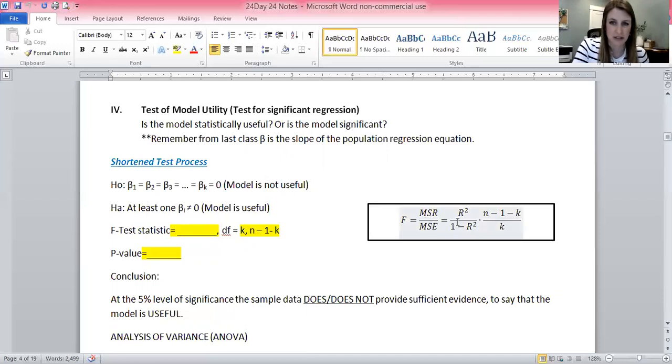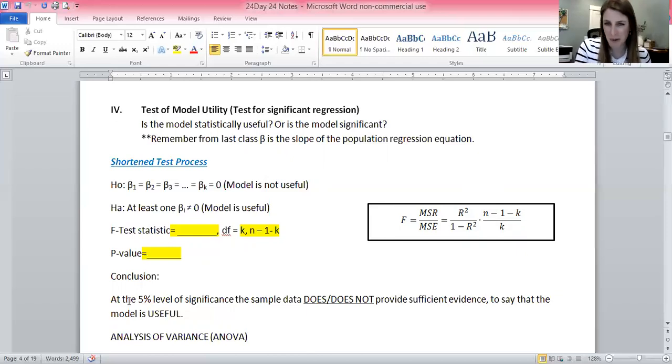Right here you can see the actual calculation. So this is what it is, MSR divided by MSE. This is nothing new. We've been looking at this for a long time now with my F test statistic, and I just did a little algebra to get this. So don't be overwhelmed with this, I'm just showing it to you. So here I've got my p-value I'm going to report, and then I'm going to write my conclusion.